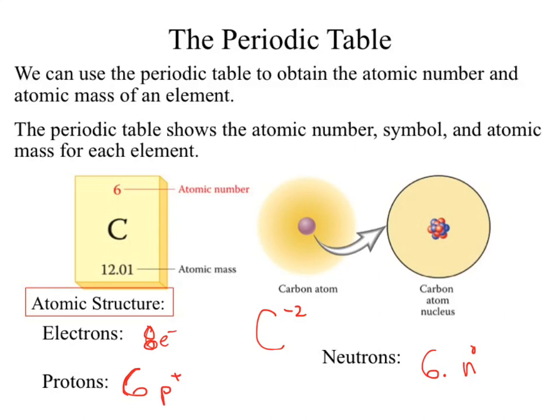Let's run the math out. How many electrons do we have? 8. What's the charge on an electron? -1. How many? What's the next one? Protons. How many protons do we have? What's the charge on a proton? +1 gets us our -2.